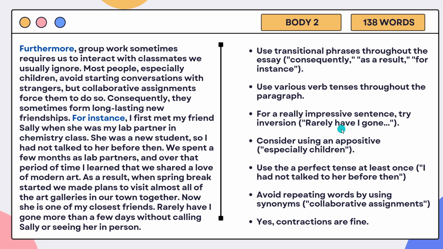I used an appositive. I think it's called an appositive. That's not a term I'm totally familiar with, but I looked it up. You can see how I used especially children within these two commas. Most people, especially children, avoid starting conversations with strangers. That's, again, a grammatical technique that might make your essay look a little more advanced, and it's not too hard to do once you get used to it.